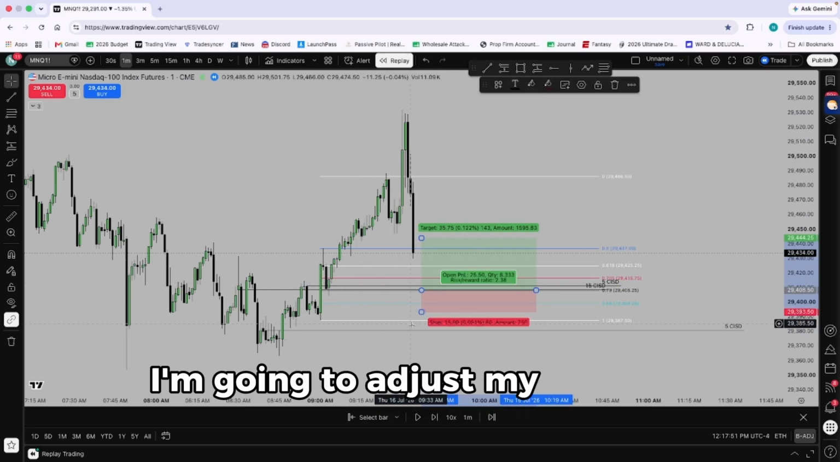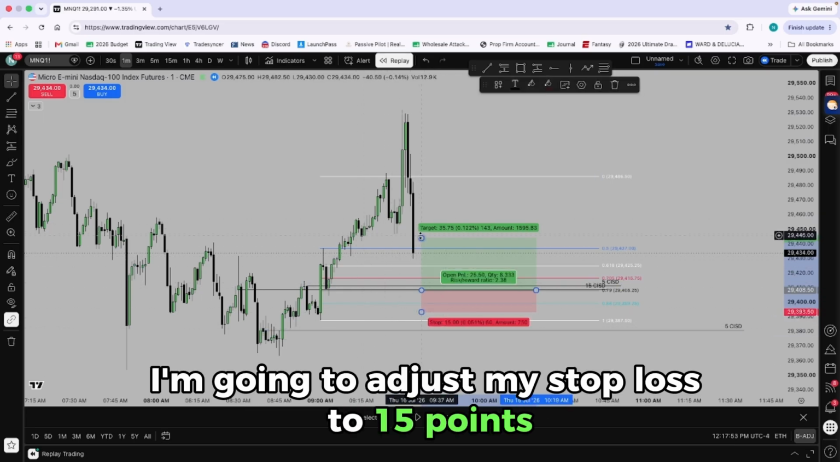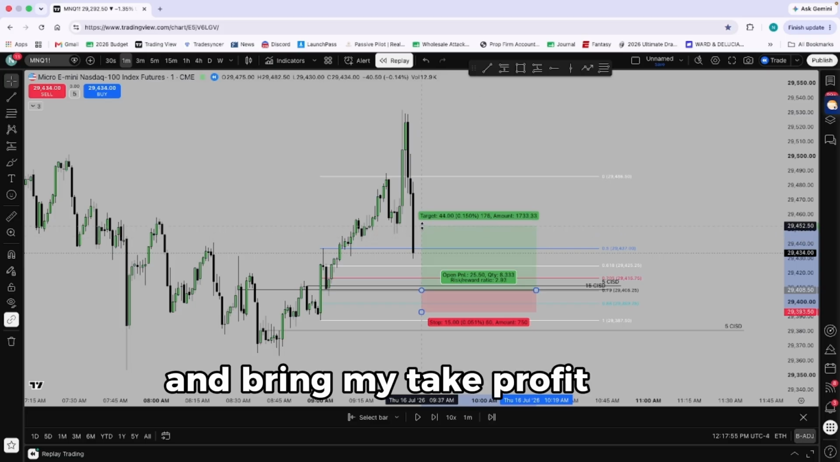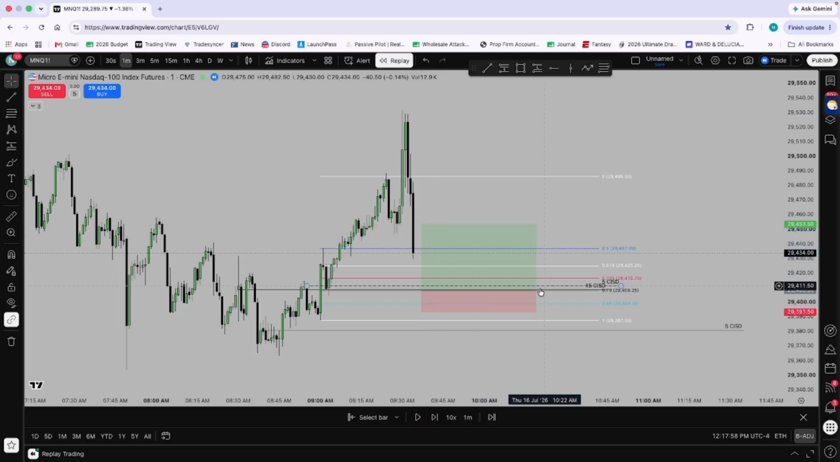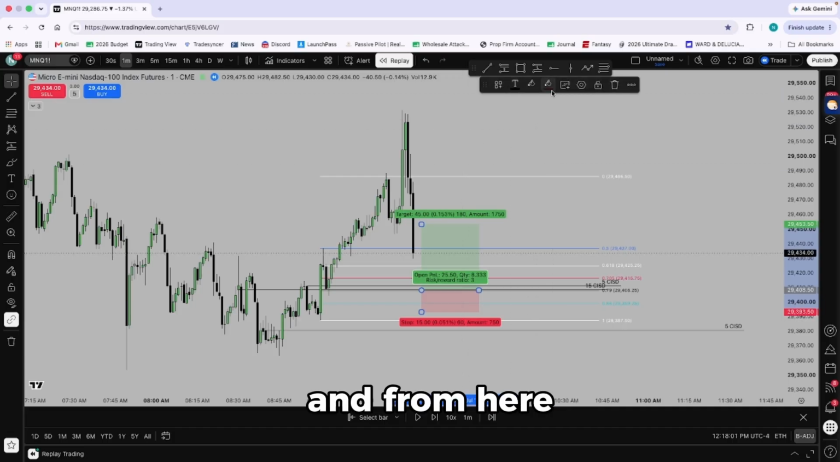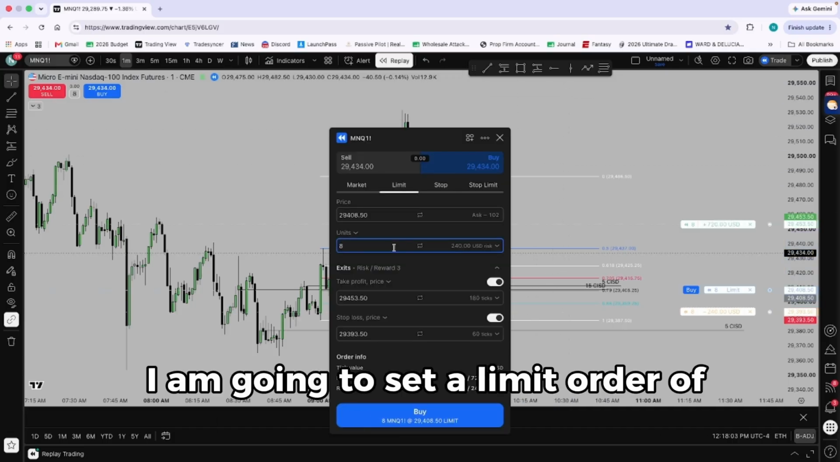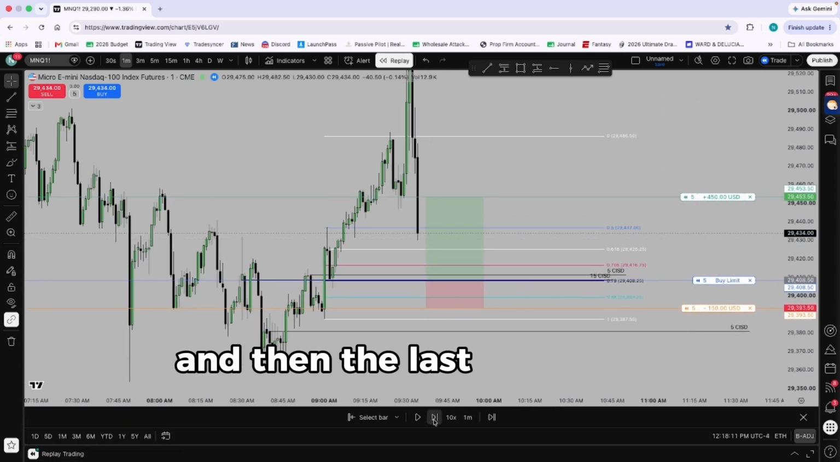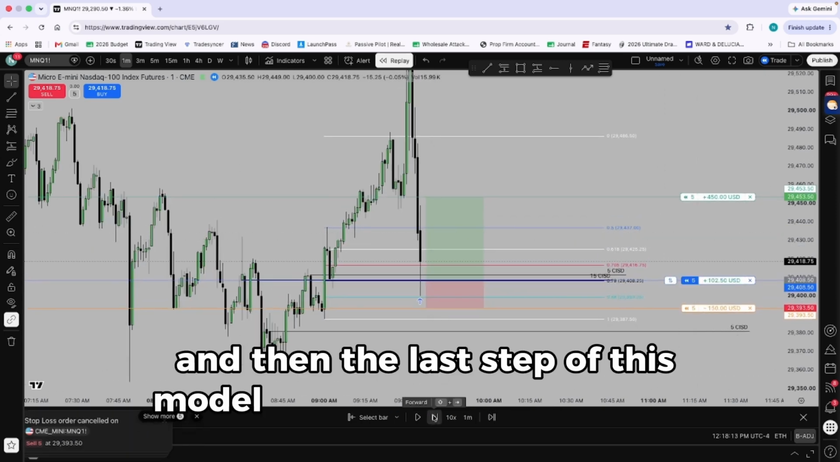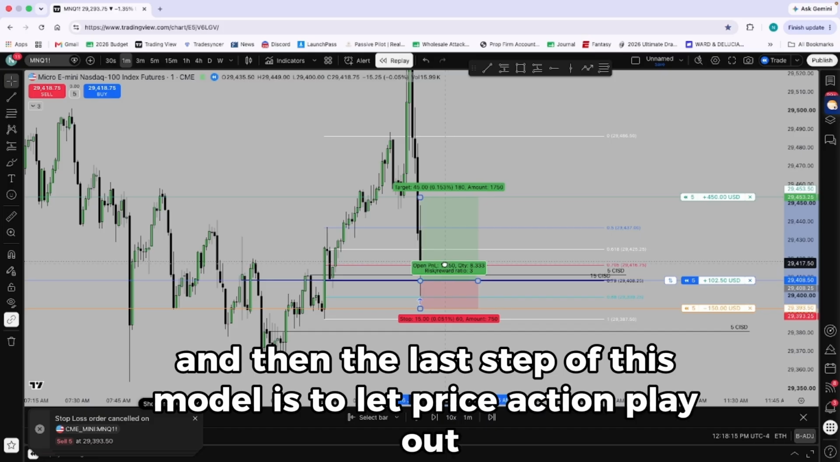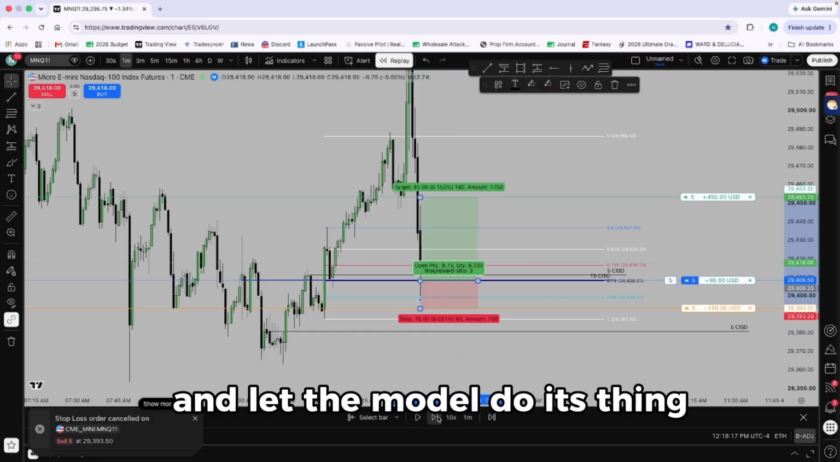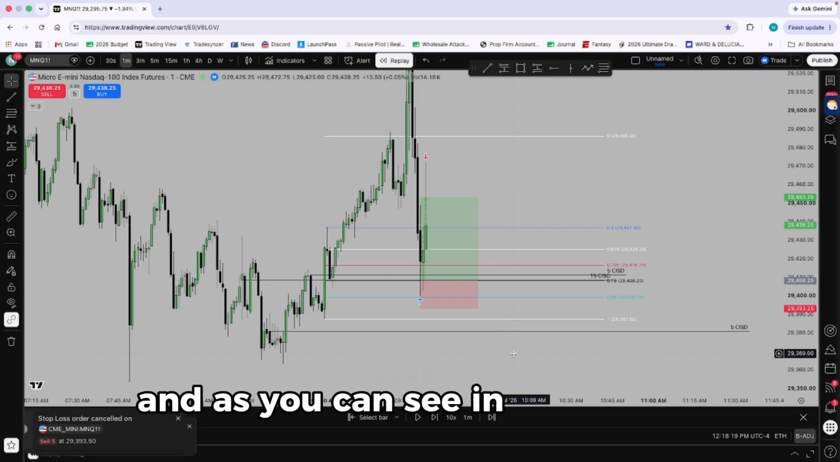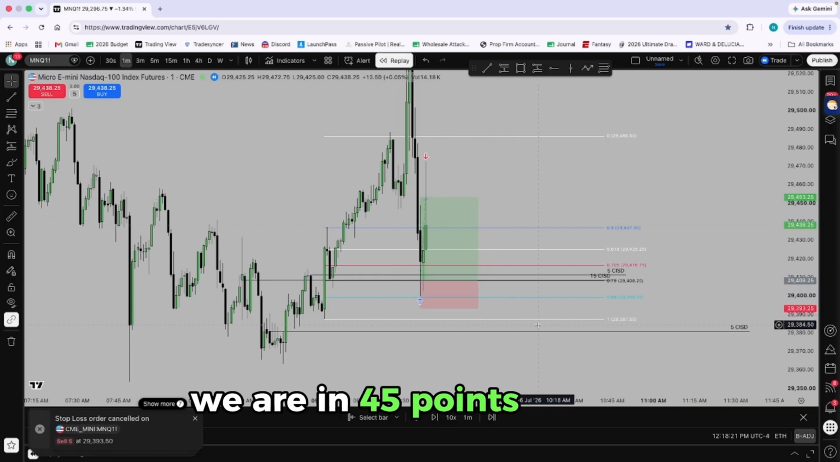I'm going to adjust my stop loss to 15 points and bring my take profit to 45 points. And from here, I'm going to set a limit order of however many contracts works best for me. And then the last step of this model is to let price action play out and let the model do its thing. And as you can see, in 2 candles, we are in 45 points of profit.